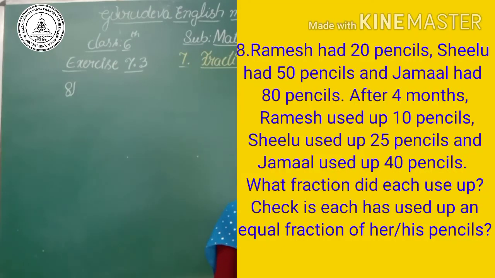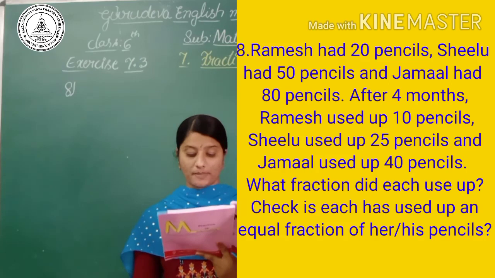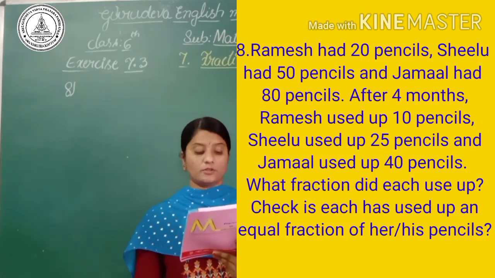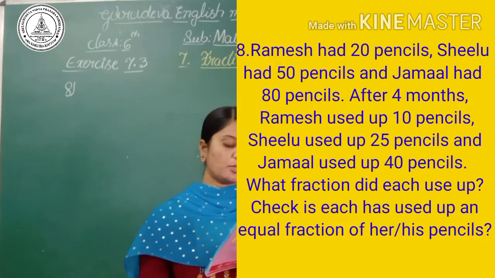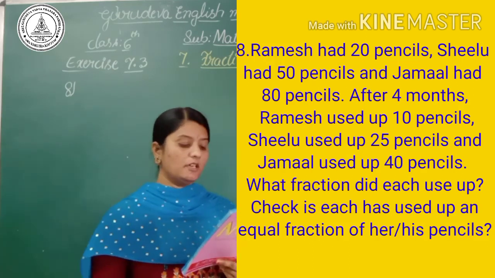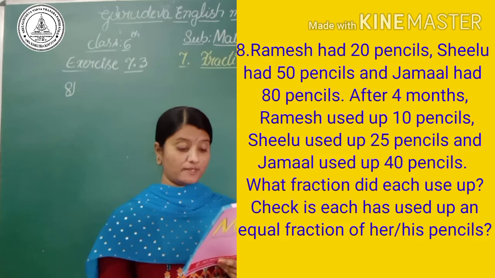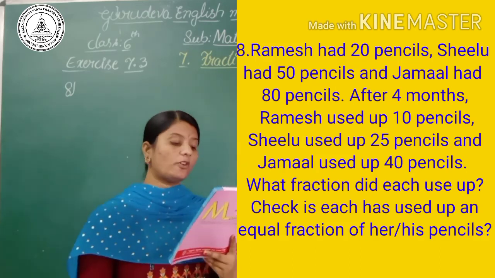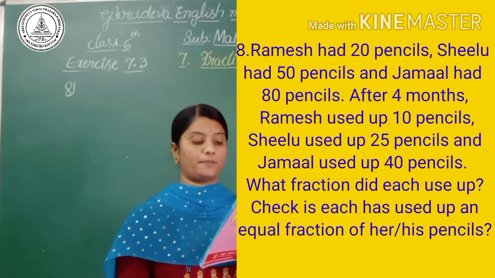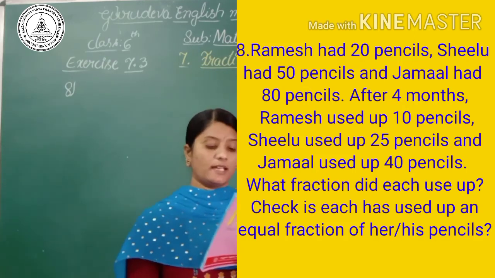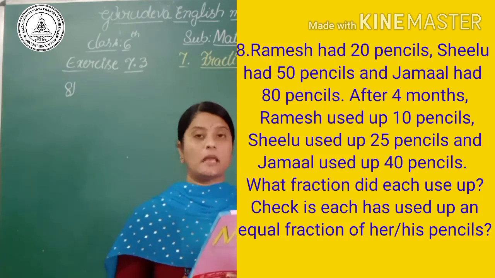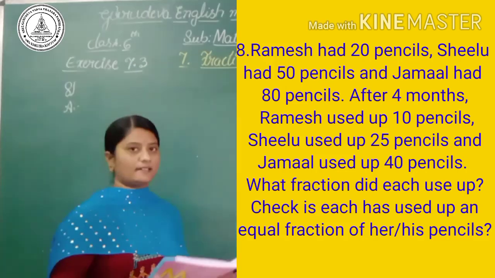The 8th question is: Ramesh had 20 pencils, Sheelu had 50 pencils and Jamal had 80 pencils. After 4 months, Ramesh used up 10 pencils, Sheelu used up 25 pencils and Jamal used up 40 pencils. What fraction did each use up? Check if each has used up an equal fraction of her or his pencils. Let's write the solution.